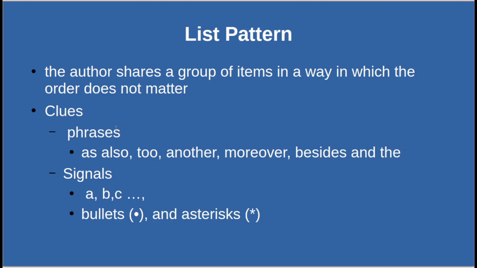Of course there are some phrases that we can be aware of that can give us a hint, such as also, to, another, moreover, beside, and the, etc. And there are also different ways that we can set it aside, like bullets, ABC, or asterisks, however we want to set it up. Again, remember that the primary motivation behind writing patterns is how we are organizing our supporting details. Because remember, the main idea can be at the beginning, middle, or the end, or it could be implied. The writing pattern is focused on how the supporting details are organized.